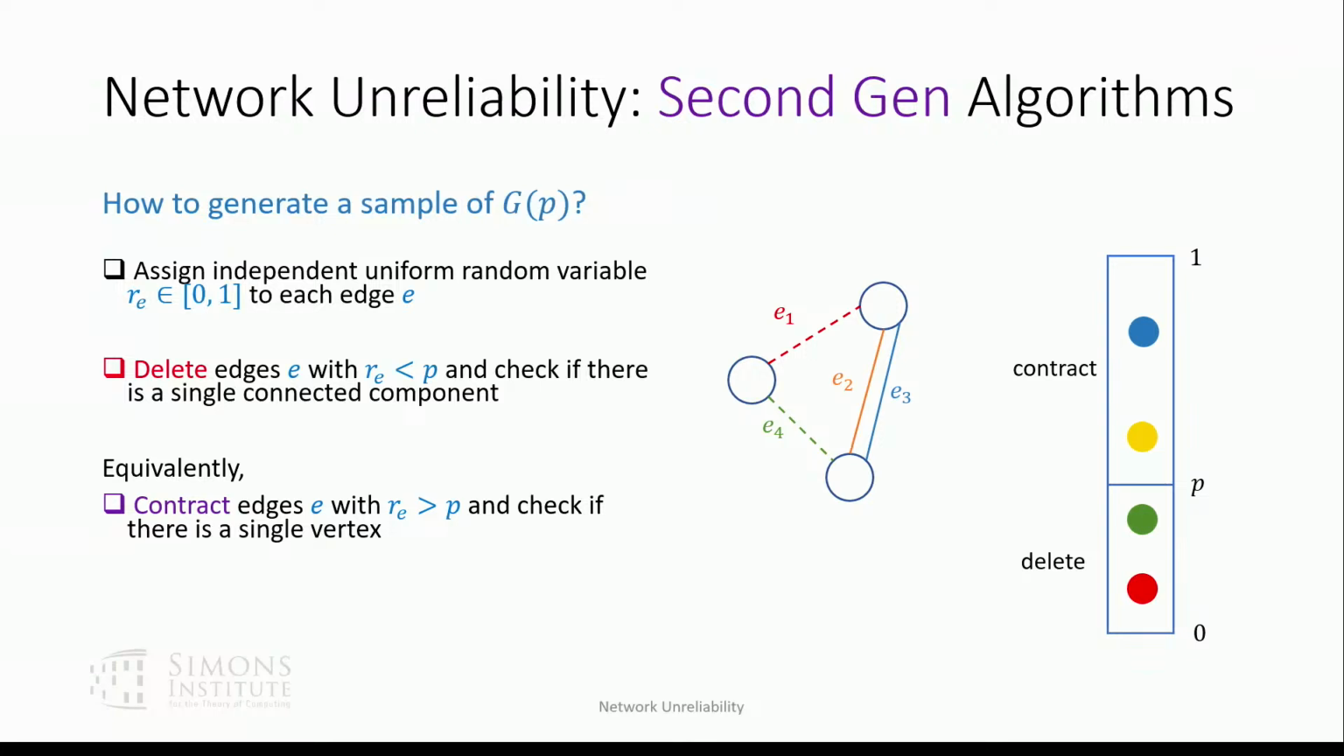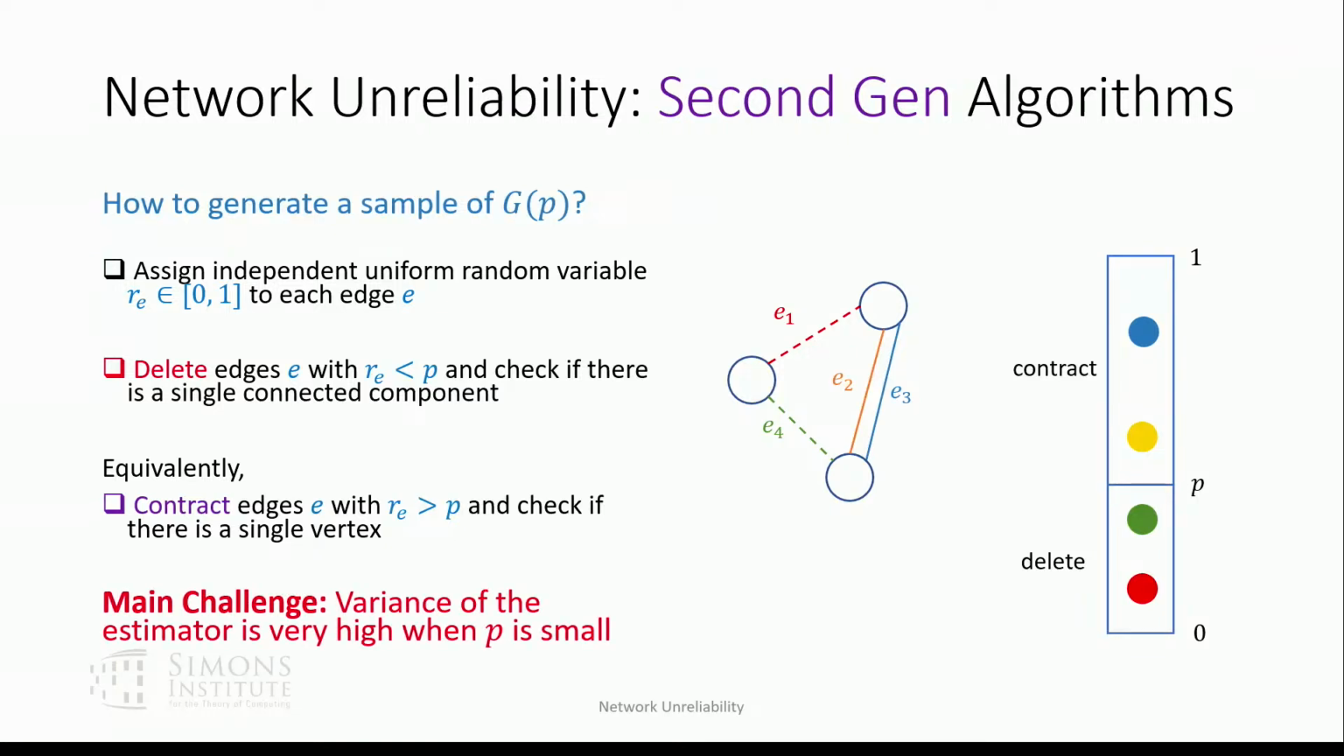So here's an example. I have these edges. I'm drawing the random variables corresponding to the edges as balls. And then there is this threshold p. Everything below this was being deleted. Now I'm contracting everything above this. And of course, my main challenge is that the variance of this estimator is very high when p is small. It's just a Monte Carlo estimator, so the variance will be very high when p is small.